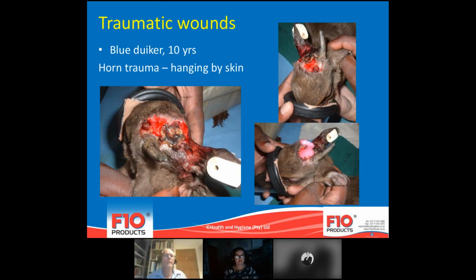Okay. And then this was just a blue duiker that had some horn trauma, so it presented with hemorrhage and the horn just hanging off by the skin. So obviously remove that, and again, it's useful to use the wound ointment with the insecticide just to keep flies off while it's healing.